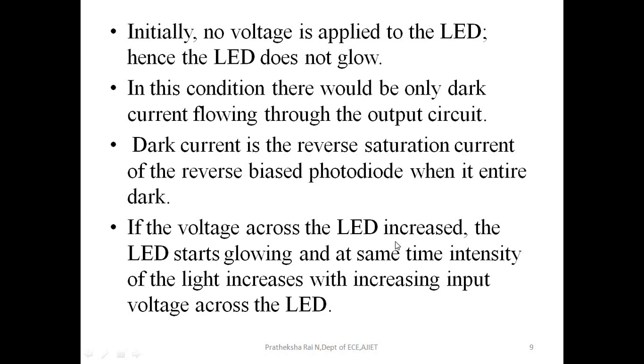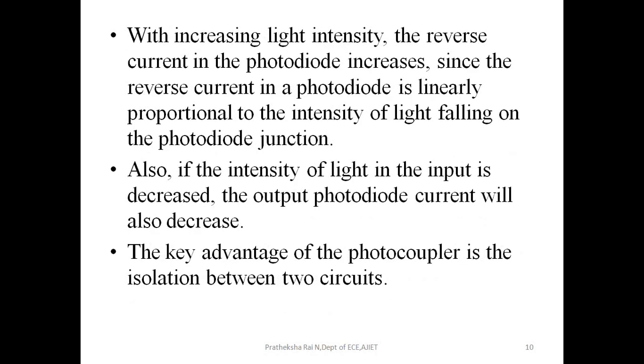If the voltage across the LED is increased, the LED starts glowing, and at the same time the intensity of the light increases with increasing input voltage across the LED. With increasing light intensity, the reverse current in the photodiode increases, since the reverse current in a photodiode is linearly proportional to the intensity of the light falling on the photodiode junction. Also, if the intensity of the light at the input is decreased, the output photodiode current will also decrease. So it's very linear, directly proportional.